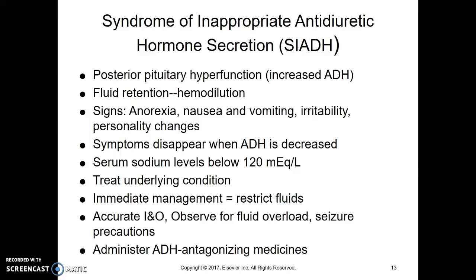I had to think there for a minute. Yeah, which way it goes. So that's SIADH.